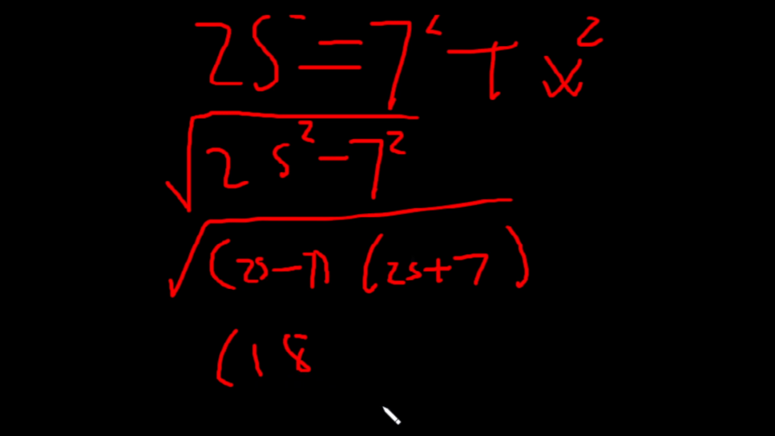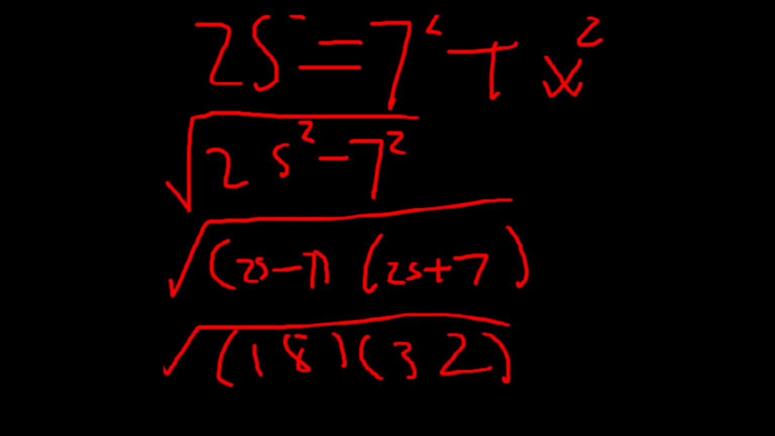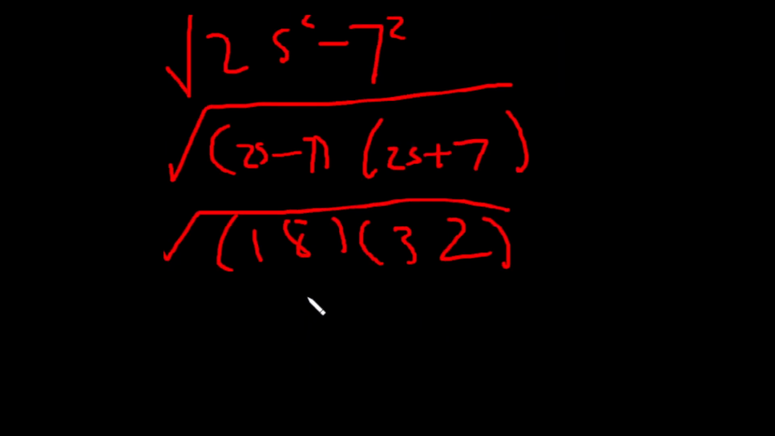And 25 minus 7 is 18, times 32. And you square root that. 576 square rooted is 24. Perfect square. So x equals 24.